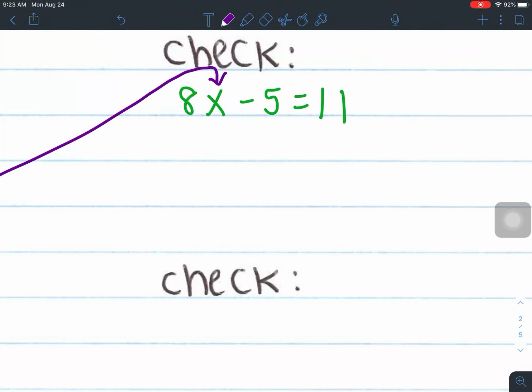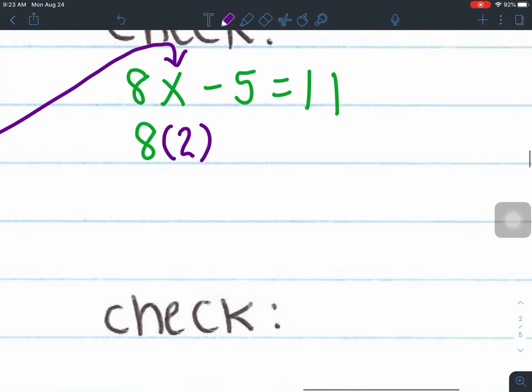I'm plugging in 2 for x, and they're being multiplied. So what I want to make sure is when I do 8, I want to put parentheses where that 2 is. Anytime I plug in, I always use parentheses. Emphasis on always. You will do this for the rest of algebra and the rest of geometry. Anytime you plug something in, you always use parentheses. I'm going to go ahead and continue writing this.